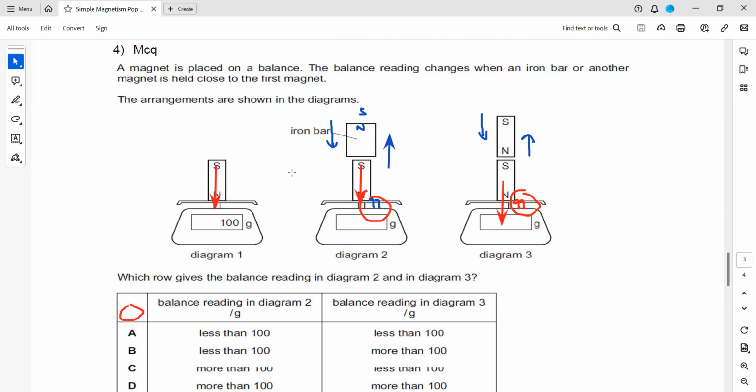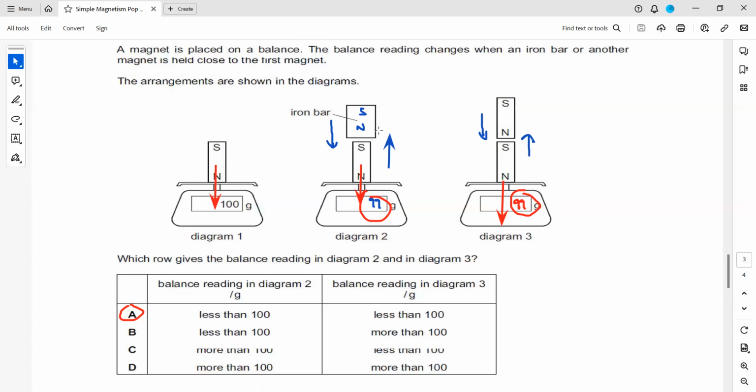So in both cases, the reading on the balance will decrease, so A is the right answer. Why? Because if you bring a bar magnet, this will be a north and south pole. So the bar magnet is attracted, so less downward force. That's why the reading on the balance will be less. Here, opposite poles are there. So again, the bar magnet is attracted, moving upward. So as a result, the reading on the balance will be less than 100. So A should be the right answer.